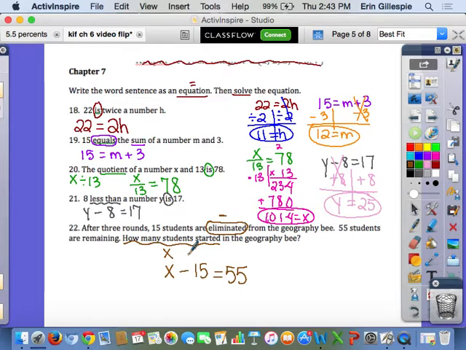Then we want to solve that. So we're going to use our opposite operations. So the opposite of subtracting 15 would be to add 15. That's going to give you that x equals 70 students.